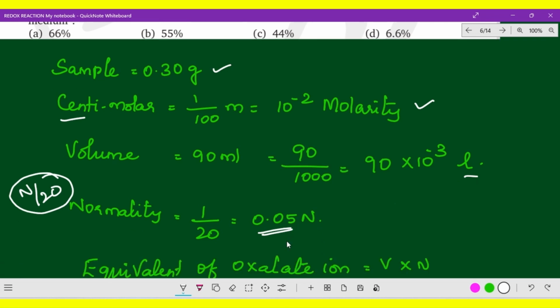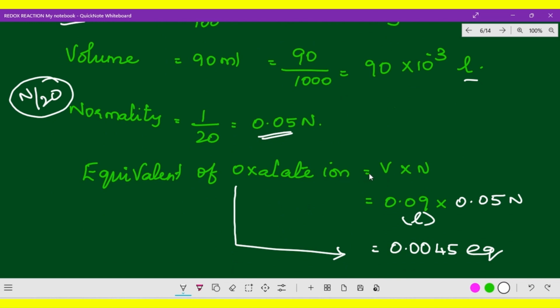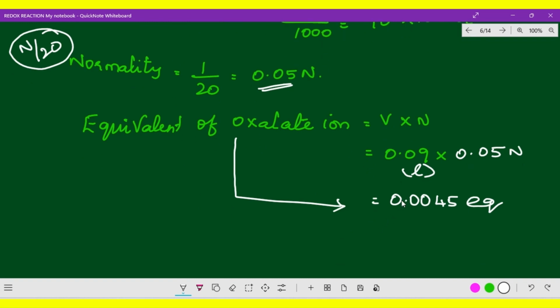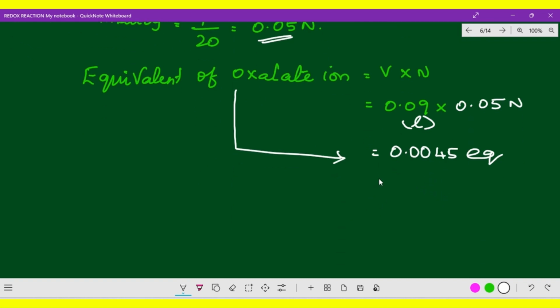Now we have to find out the equivalent. So the equivalent of oxalate ion, how do we identify it? Volume into normality. The volume is 10 to the power of minus 3, right? So 10 to the power of minus 3 into 0.09 into normality, 0.05. So you will get the equivalent of oxalate ion as 0.0045 equivalent.